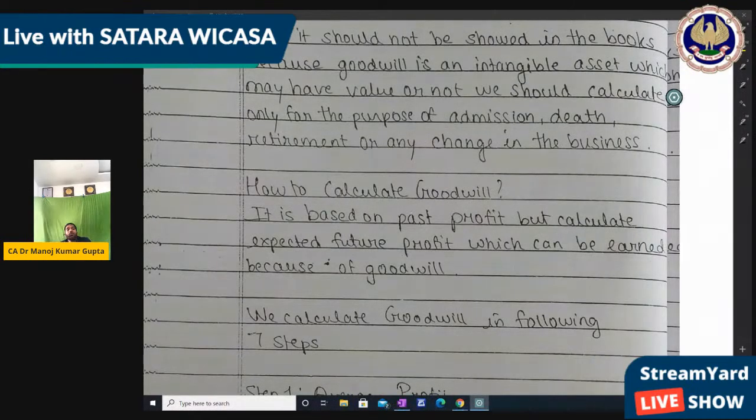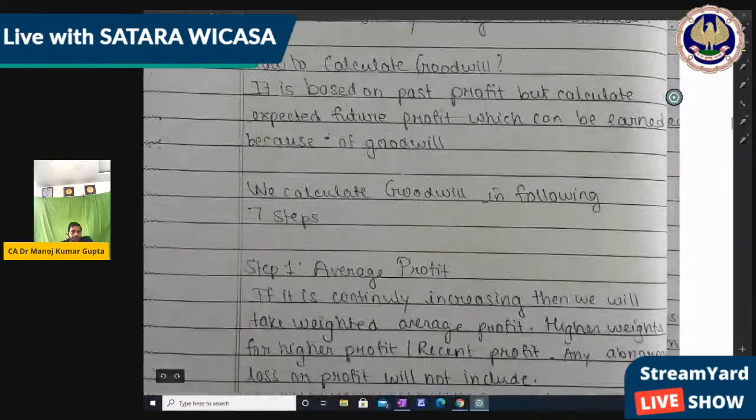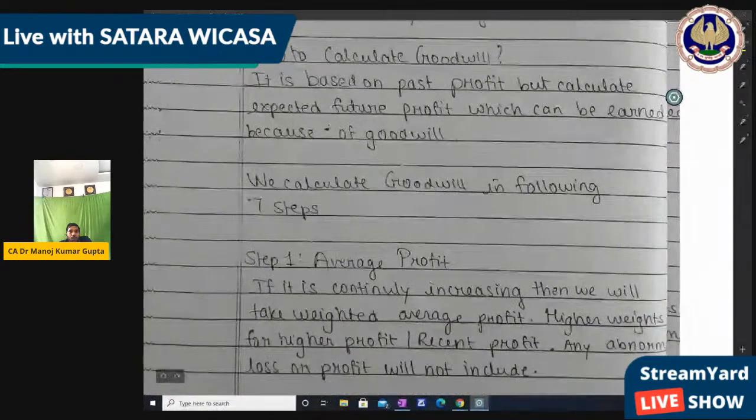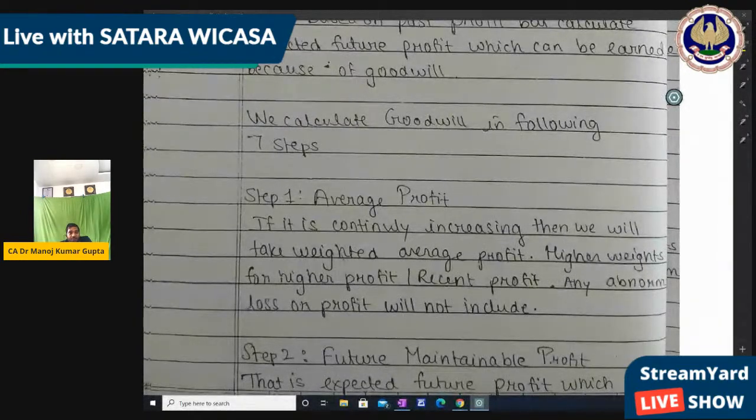So our objective is to calculate expected future profit, right? That is called future maintainable profit, FMP. We calculate goodwill in the following 7 steps. Those 7 steps we had discussed, you remember. Average profit is step number 1, right? For goodwill valuation, we had discussed in the last lecture, but we had not read the notes, that's why we are reading the notes here.